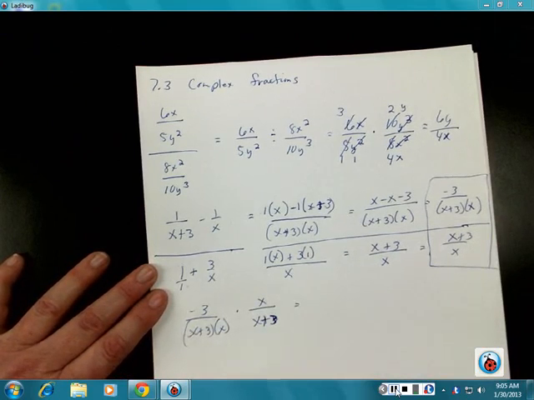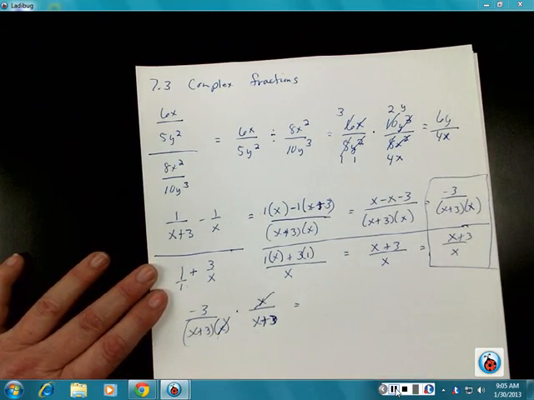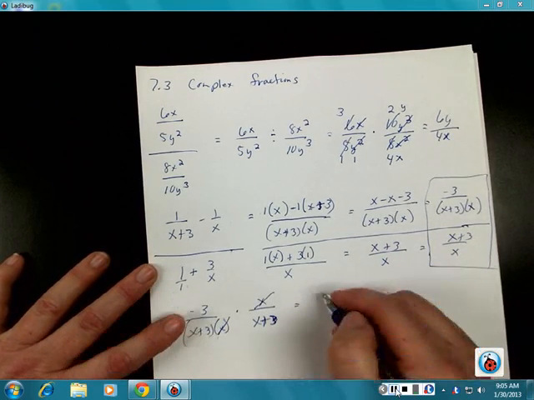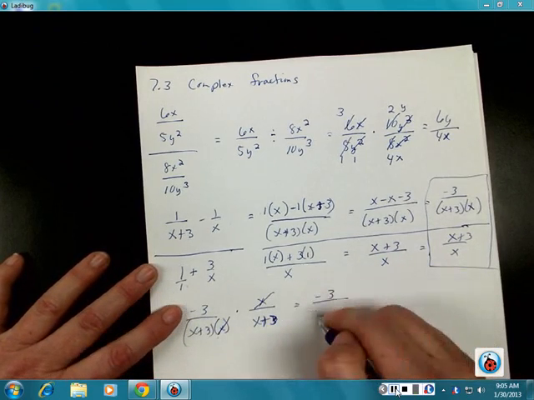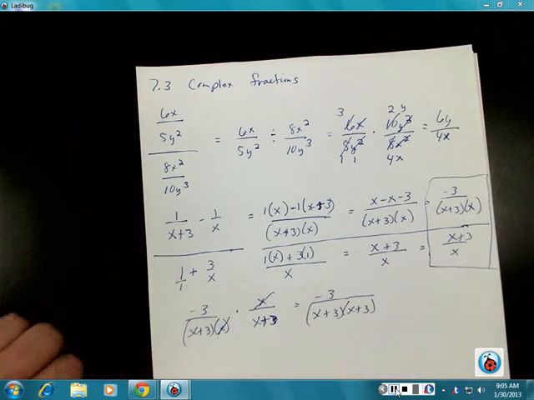And so what's my final answer going to be? Well, does anything cancel? The x's cancel, correct? And so what am I left with? Negative 3 over (x plus 3) times (x plus 3). And that's my answer.